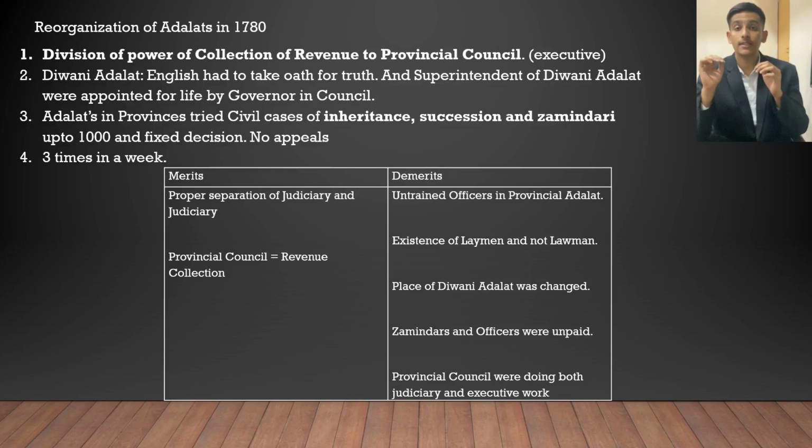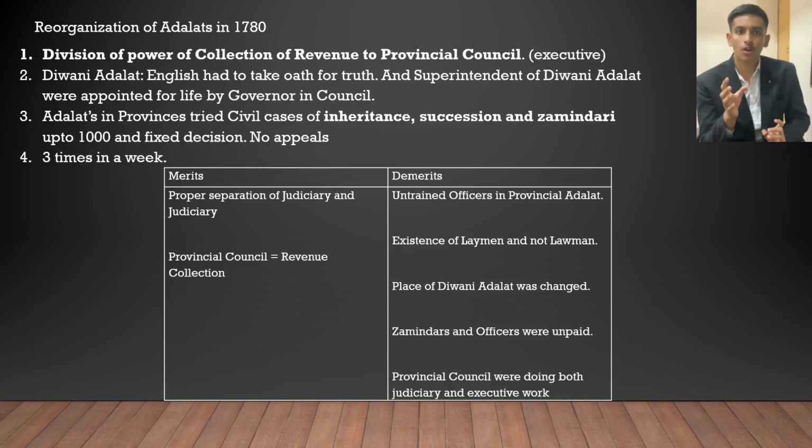In 1780, we can see the main agenda of the reorganization plan of 1780 was to replace Indians with English. Again, what they are doing is replacing all of the Indians and establishing their own officers or their own company servants in top positions. So again, we can see the merits and demerits. In the reorganization, proper separation of judiciary and executive is there, and the provincial council was to deal with the revenue collection. In the previous plan, though they were taking up matters related to revenue, here they have clearly specified that there is a division of power, and the collection of revenue will lie in the hands of the provincial council, that is, doing the work of the executive.